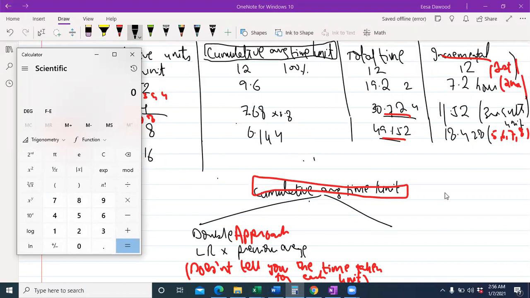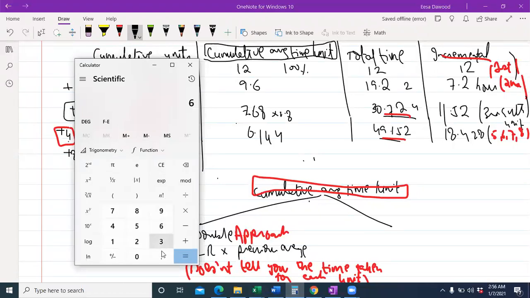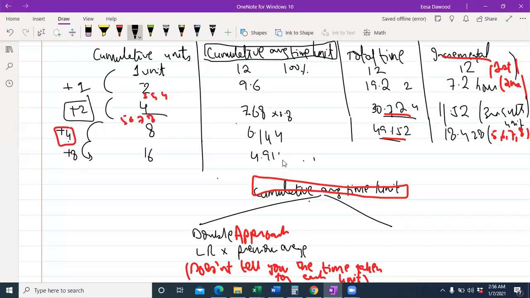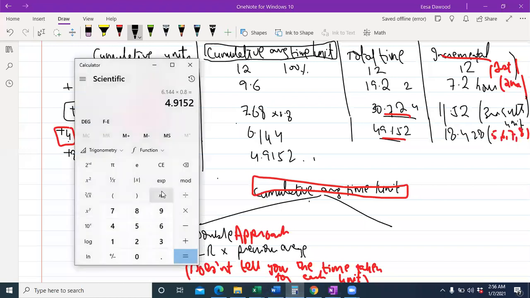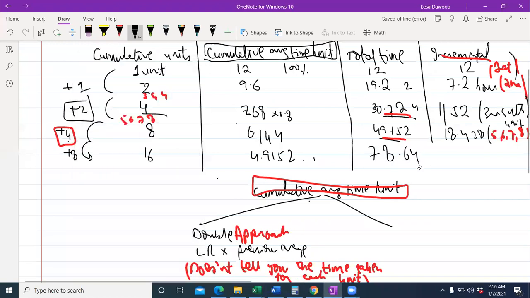But a time comes when the learning would stop. So take 6.144 into 0.8, and then the time taken would be 4.9152. So this goes on, and for 16 units, it will be 78.6432.